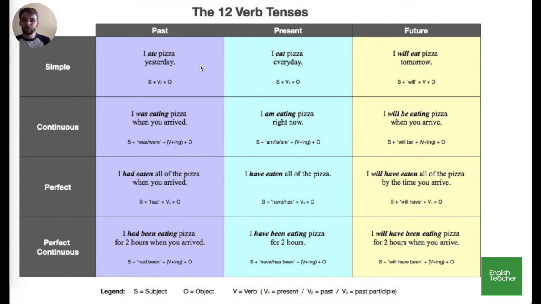The past simple is used to explain things that have happened and finished. I ate pizza yesterday. This action is complete. And that is all of the simple tenses in English. Next lesson, we will look at the continuous tenses.